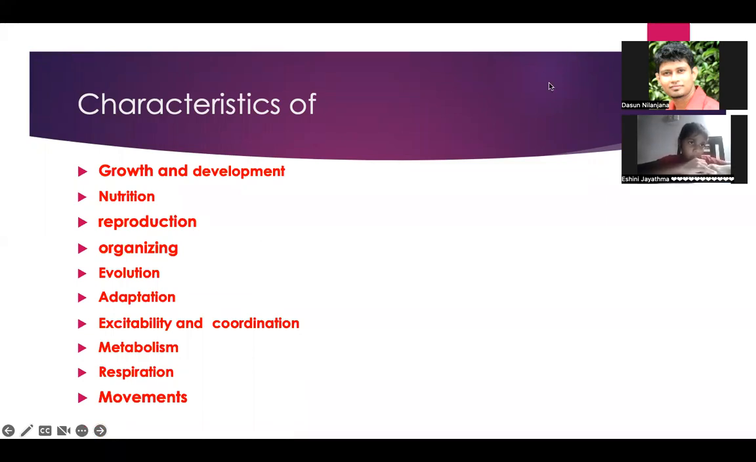This you need to write down. Characteristics of living beings. Here I have missed writing characteristics of organisms or living things. Okay. So one thing is growth and development. Please write down. The first thing is growth and development. We all are growing. Plants are growing. We are growing. Animals are growing. Insects are growing. We all are growing.